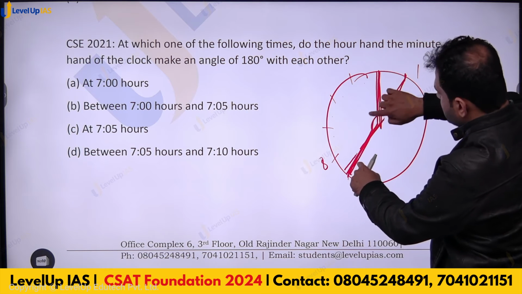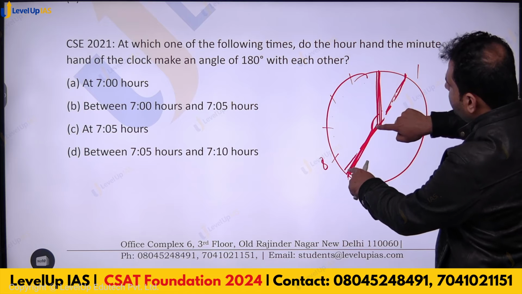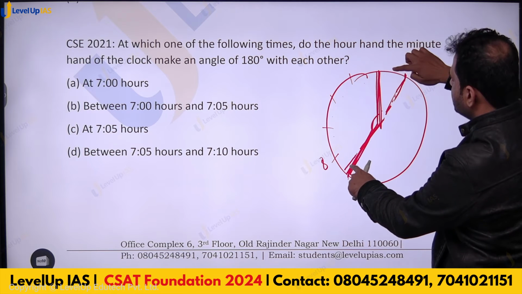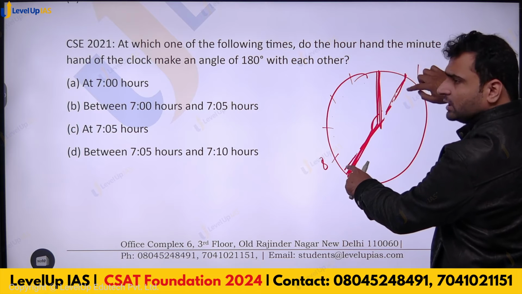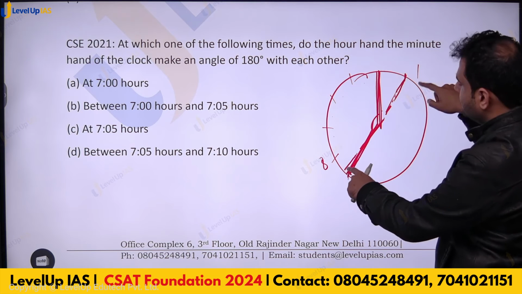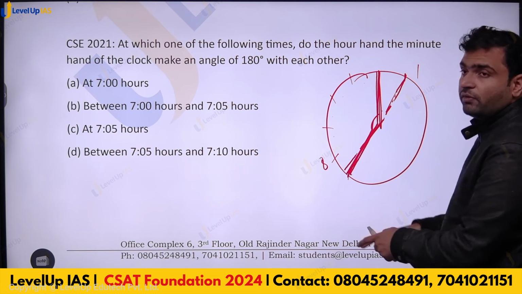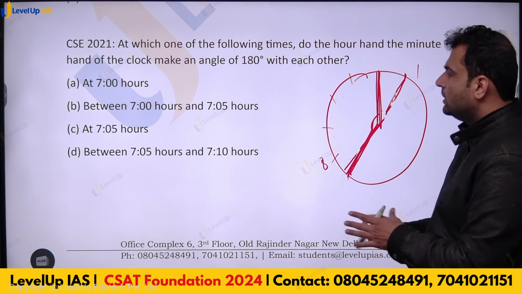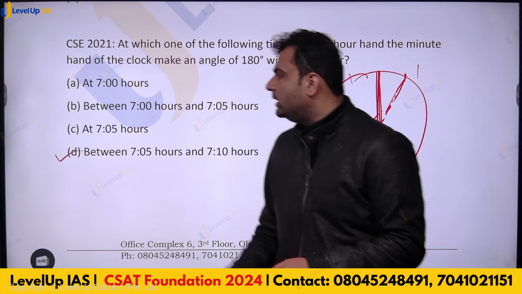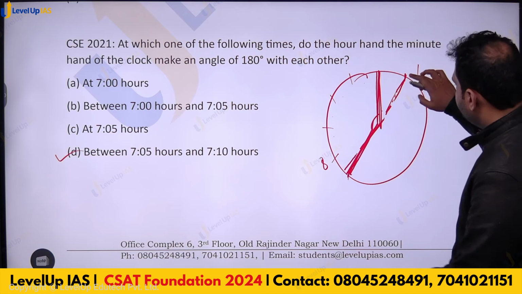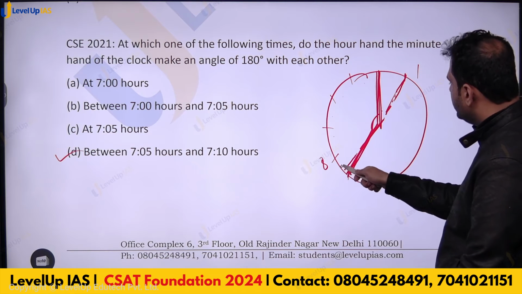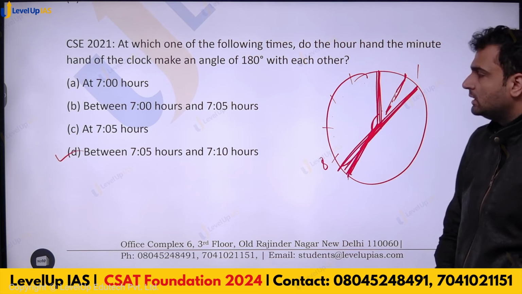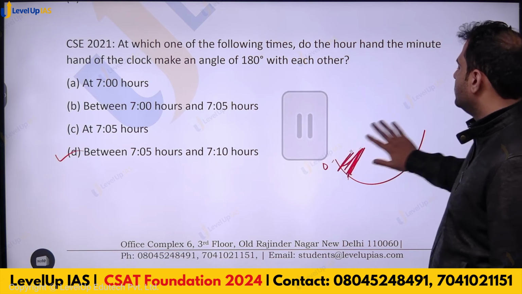So look at this angle. This is 150 at 7. It keeps on increasing always, because this hand travels faster. But even at 7:05, the angle is not yet 180, so it was never 180 in between this as well. So it has to be option number D. After this, the hand will come here, and somewhere here, the angle would be exactly 180 degrees. That is how you look at it or observe it.